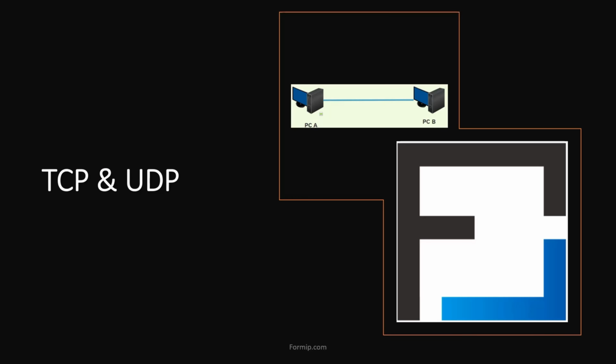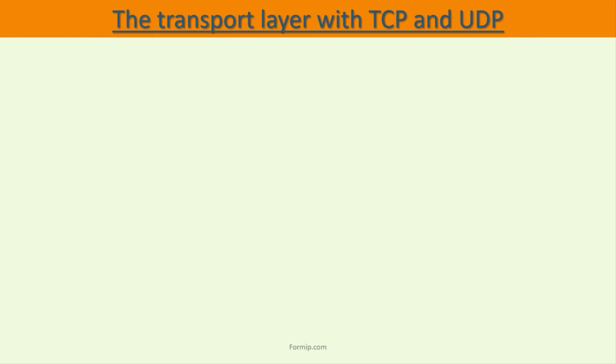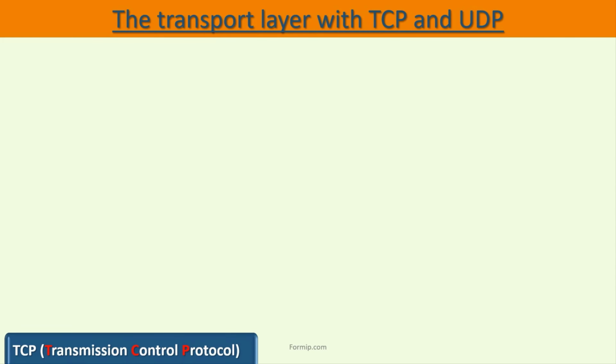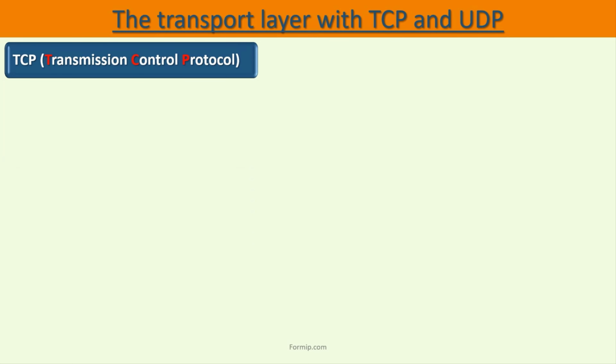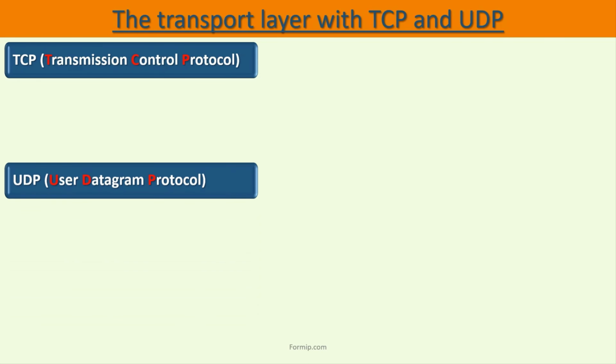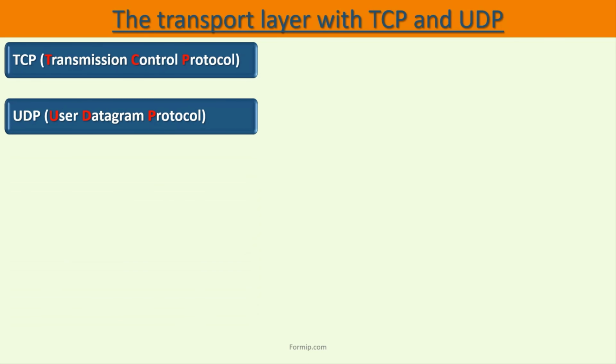The transport layer is used to set up a connection so that data can be exchanged between network devices. The two most frequently used transport protocols are TCP, Transmission Control Protocol, and UDP, User Datagram Protocol. The difference between the two is that TCP is a reliable protocol and UDP is an unreliable protocol.